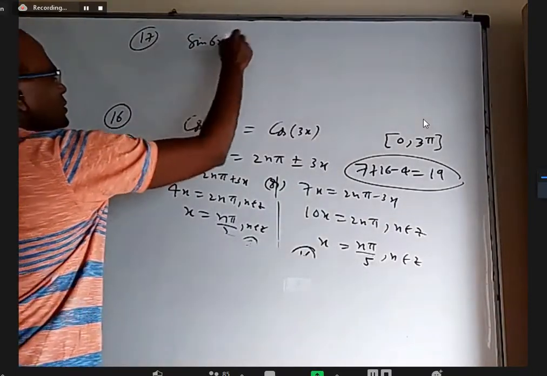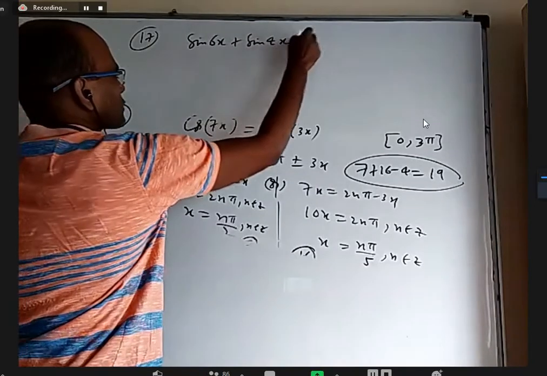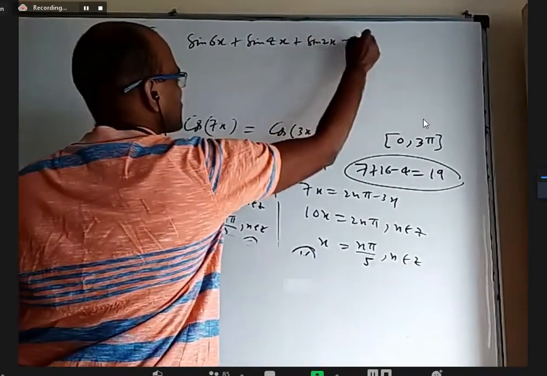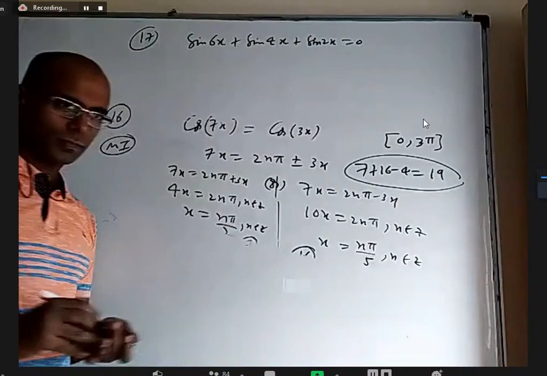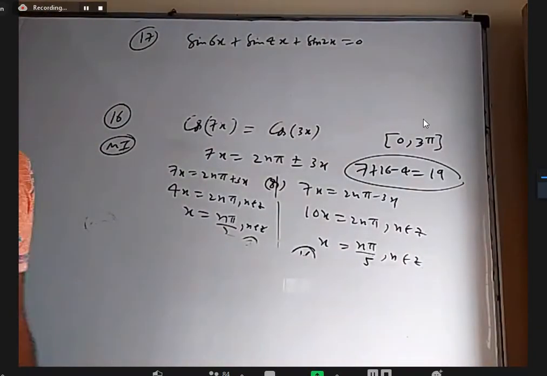sin 6x plus sin 4x plus sin 2x equal to 0. Anyone want to give an idea how to solve?